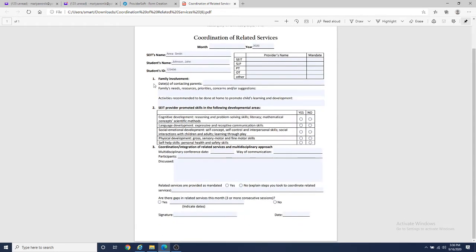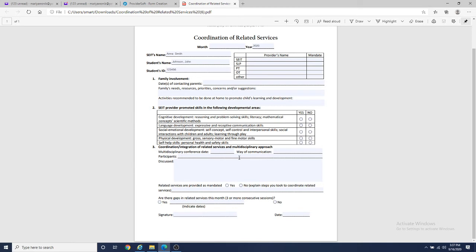Then next, you're going to go and answer question number 1, as it's very simple. And number 2, please answer this question and check in the bubbles. Number 3, they're asking you to describe what happened during your monthly meetings with related service providers. So if you had a meeting, please write the date of the meeting here and the way of communication. It could be via phone, text, in person or email, whatever it was, just write it here.